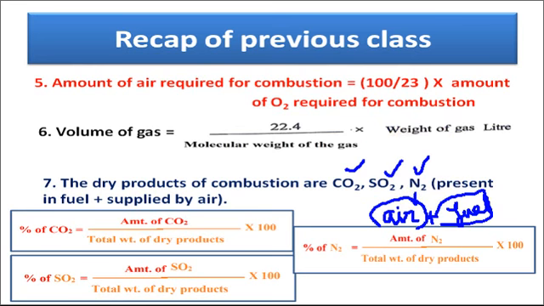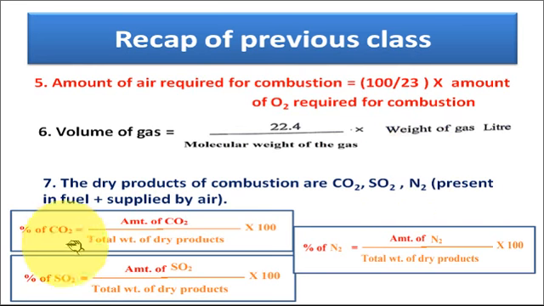To calculate the percentage of the dry products, we have these formulas. Percentage of carbon dioxide is equal to amount of carbon dioxide divided by total weight of dry products multiplied by 100. Percentage of sulfur dioxide is equal to amount of sulfur dioxide in dry products divided by total weight of dry products multiplied by 100. Percentage of nitrogen is equal to amount of nitrogen divided by total weight of dry products into 100. That's all we have learned in our previous class.